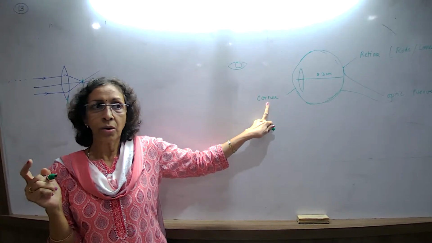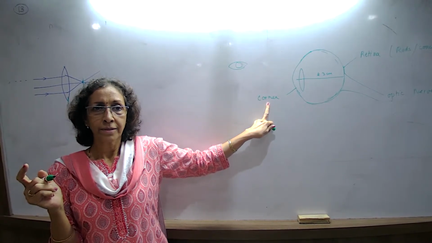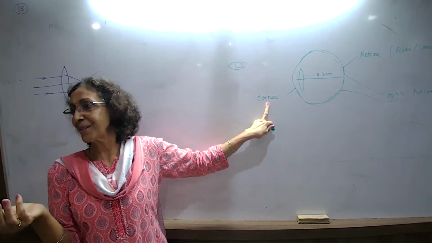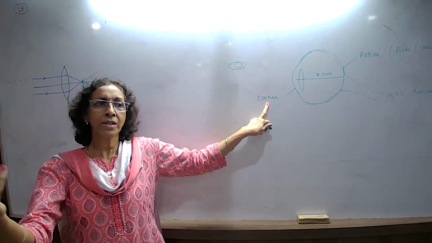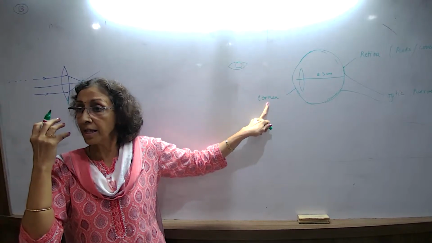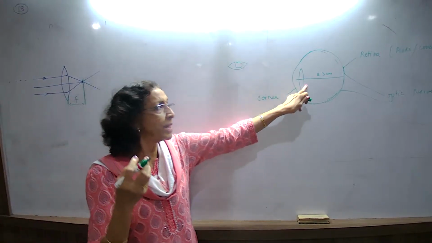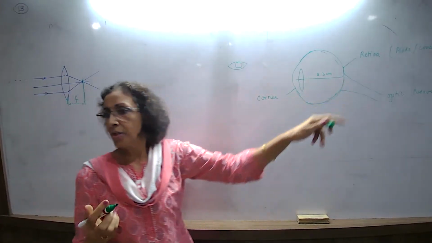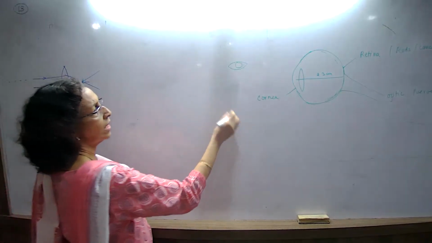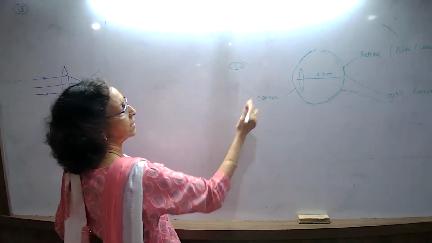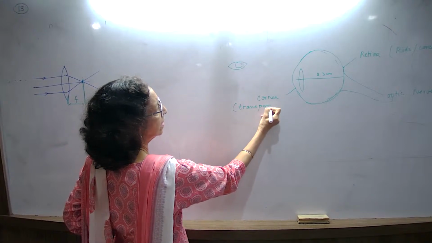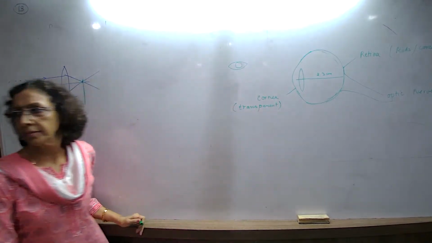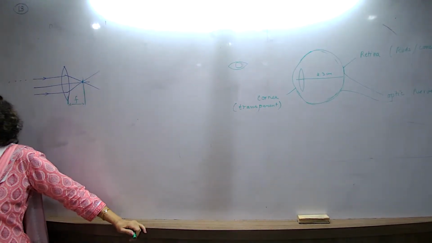Is the cornea opaque? No. It has to be transparent. Why? Very good. Because the light has to pass in and it has to form an image on the retina. So what is the function of the cornea? It allows the light to pass in and therefore this is your transparent covering. Okay?